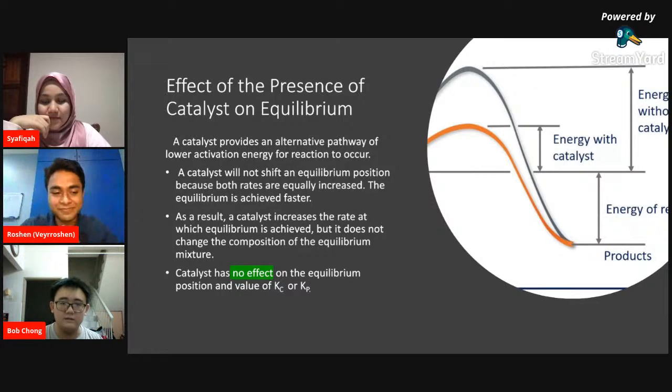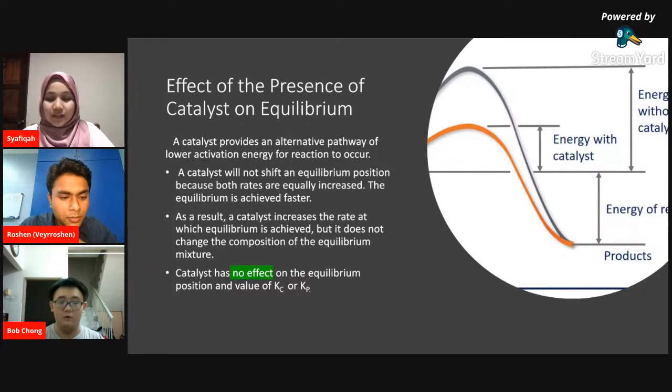As a result, a catalyst increases the rate at which equilibrium is achieved, but it does not change the composition of the equilibrium mixture. This sentence is just telling you the increased rate only. The concentration at equilibrium does not change. So a catalyst has no effect on the equilibrium position or the value of Kc, Kp does not change. This is why I say no effect, no change.